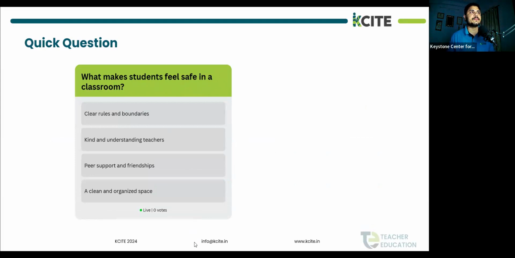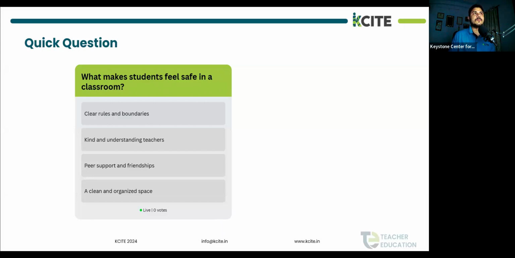The first option is clear rules and boundaries. Second option, kind and understanding teachers. Third, peer support and friendship. Fourth, a clean and organized classroom or space. If you want to say A, B, C, D also, it's totally up to you. So somebody said B, kind and understanding teachers, second option. I got only 2 responses. I need from all the members. How many do we have right now? We have 46 members.